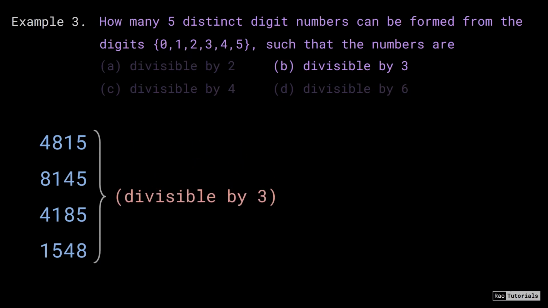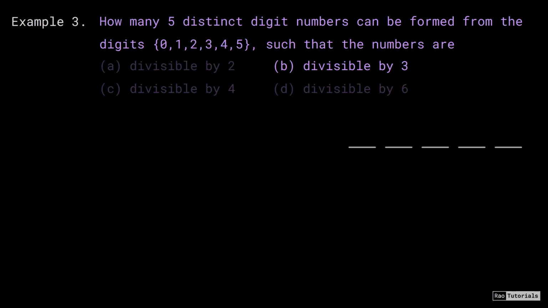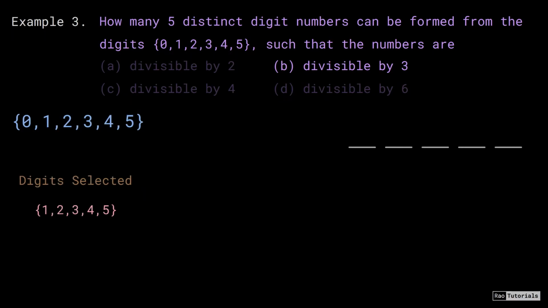We need to form 5-digit numbers, but we have a total of 6 digits. The total sum of all these 6 digits is 15, which is a multiple of 3. If we exclude 0 and select digits from 1 to 5, then the sum of digits will still be 15, and so numbers formed from these selected digits will all be divisible by 3. These 5 digits can be permuted in 5 factorial ways.